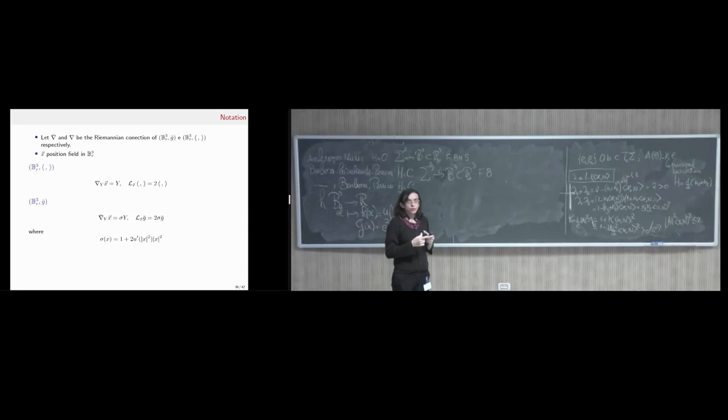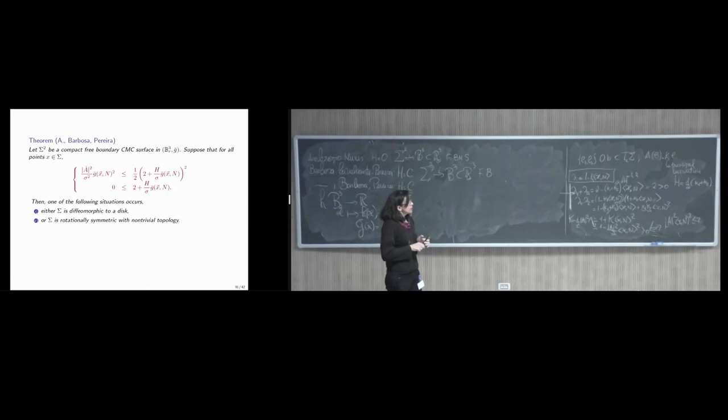Let's continue. So I present here our results about sigma. Consider here a compact surface Sigma with boundary. And now in this space, in the ball, but now the metric is conformally Euclidean. And suppose that you have this gap. So I explain what this gap means, okay? What can I prove? I can prove that if you have the surface satisfying the gap, then Sigma is diffeomorphic to a disk, or Sigma is rotationally symmetric with nontrivial topology.